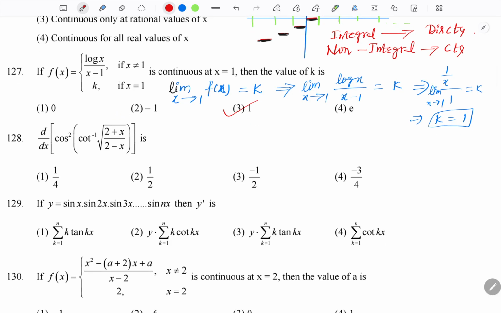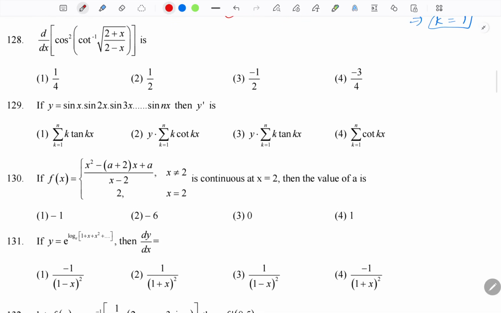Option 3 is correct. Now the next question, they are asking for a derivative d by dx of. If you first observe this question, which form is it? Under root of a plus x by a minus x. There are two forms, I mean two substitutions.